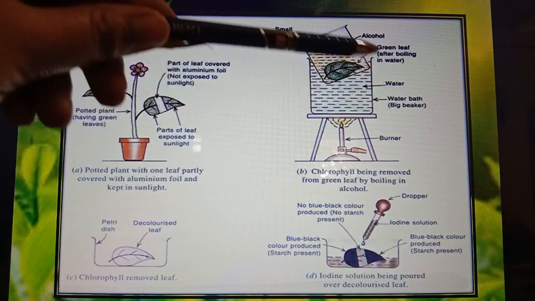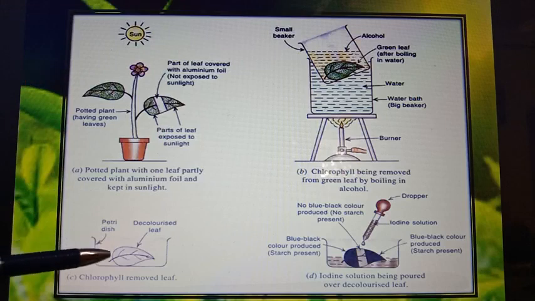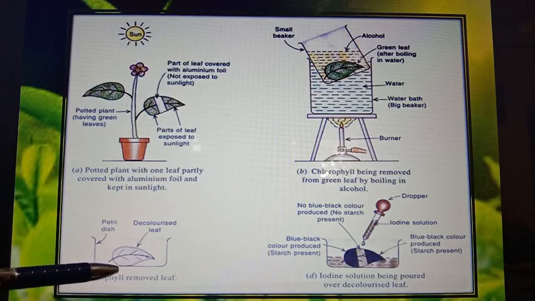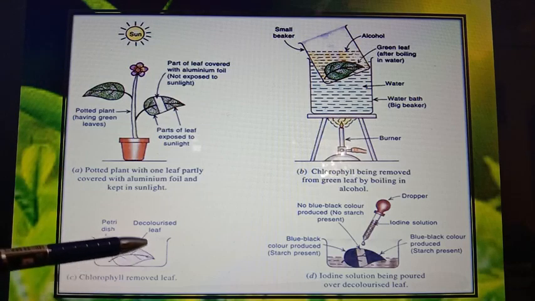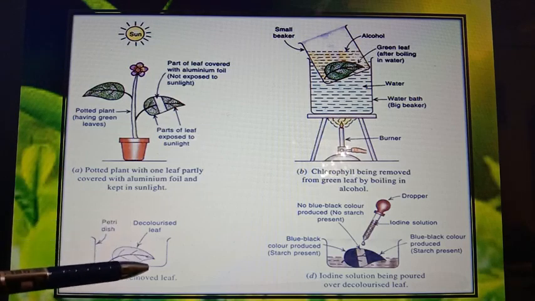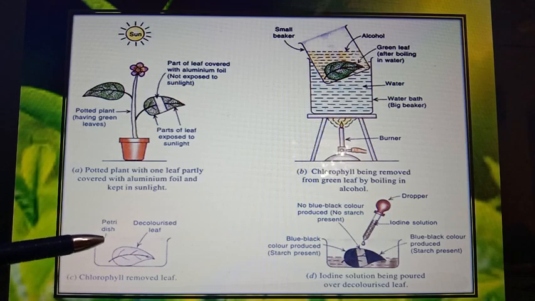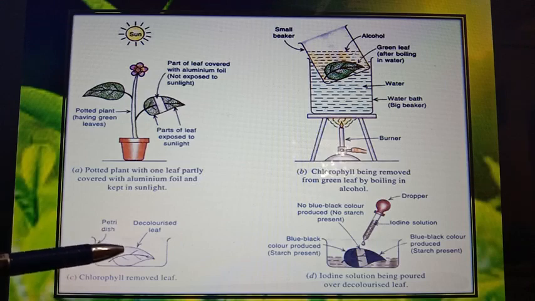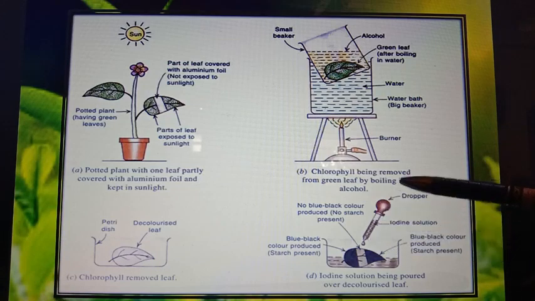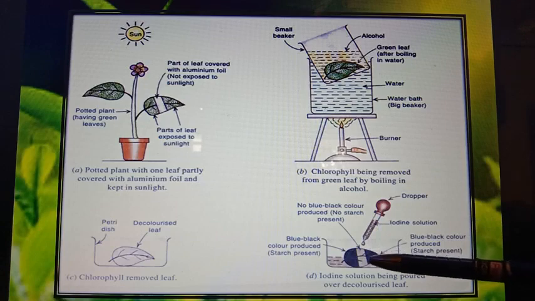By this process, you will get the decolorized leaf from which chlorophyll has been removed. Now you have to wash this leaf with warm water and then add a few drops of iodine solution on the leaf to test the presence of starch.